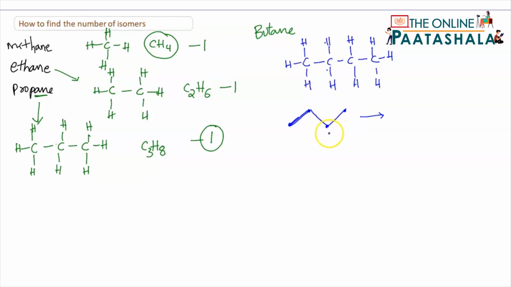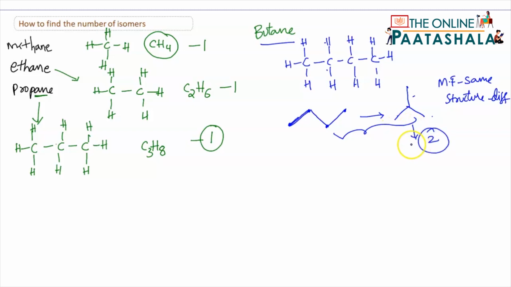So I am taking out this bond, and I am writing it like this. Here also there are four carbons, 1, 2, 3, 4. So the molecular formula is the same, but the structure is different. So these two are the isomers of butane, right? So how many isomers are you having? Two isomers.